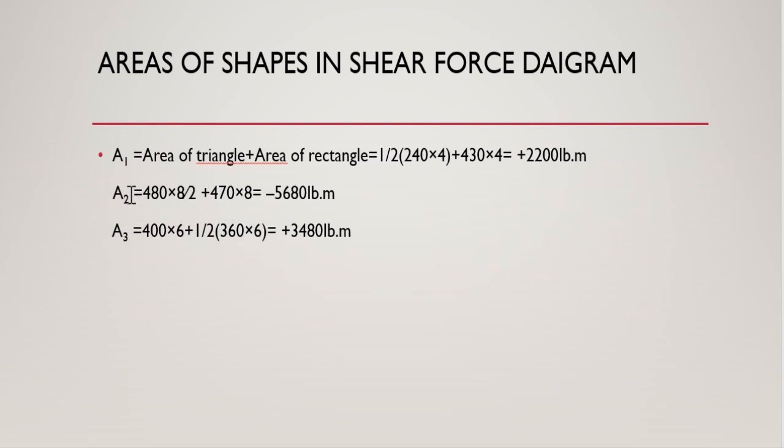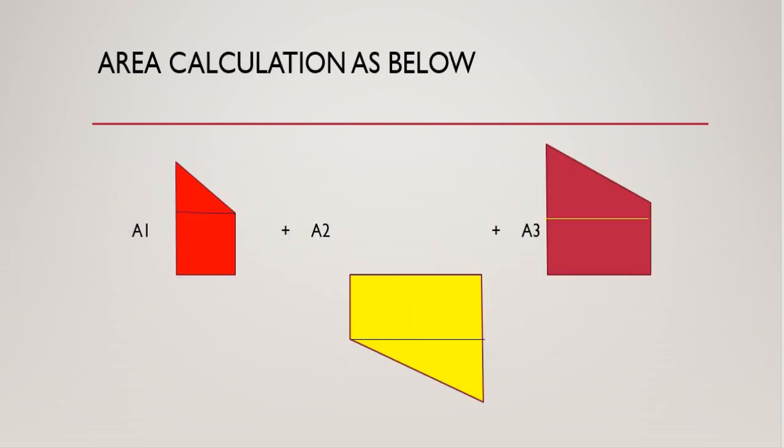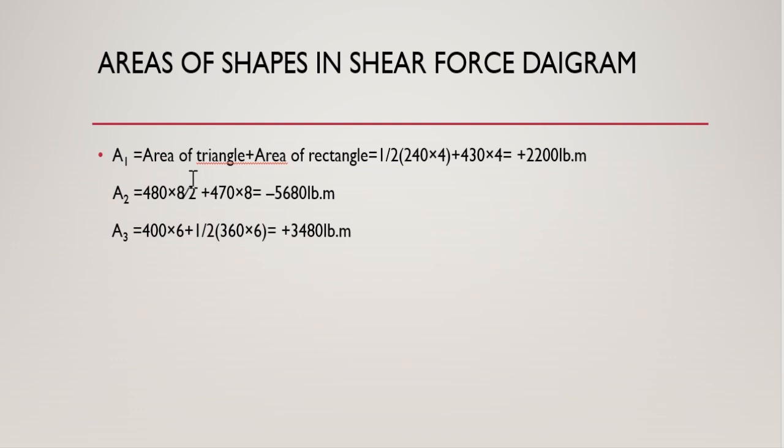Again, we have to find out the area A2, that is this area and this area. So the sum of the area of the rectangle as well as the area of the triangle. So we got the value of minus 5680, that is acting downward. So we provided the negative sign convention. Similarly, we find out the A3 area, that is also a rectangle area and a triangle area. When we do so we got the value of 3480.